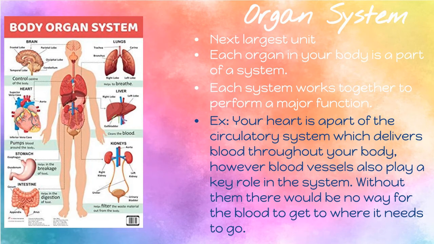Our next largest unit is an organ system. Each organ in your body is a part of a system. Each system works together to perform a major function. For example, your heart is a part of the circulatory system, which delivers blood throughout your body. However, blood vessels also play a key role in the system. Without them, there would be no way for the blood to get to where it needs to go.